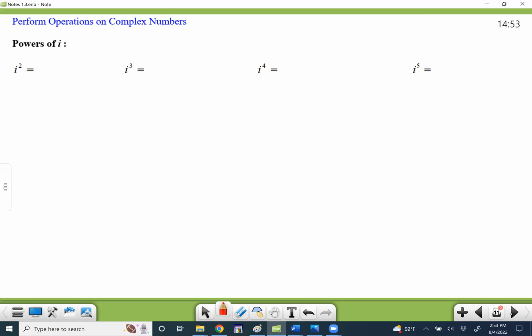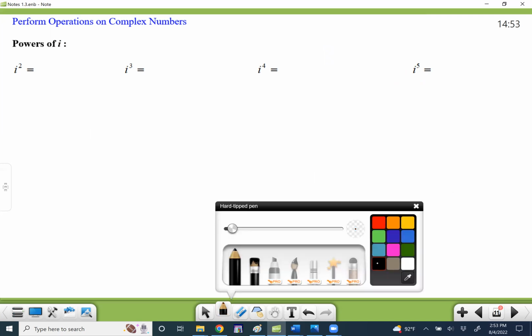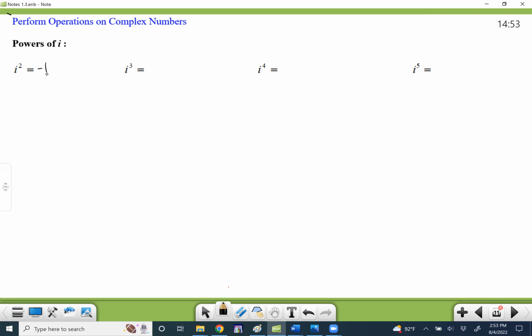Okay, powers of i. So i squared is negative 1. We said memorize that, right? Memorize that. So just think of i cubed as i squared times another i. That's going to be i to the third. We know what i squared is. i squared is negative 1. So this is essentially us multiplying a negative 1 times i. Should get negative i for our answer.